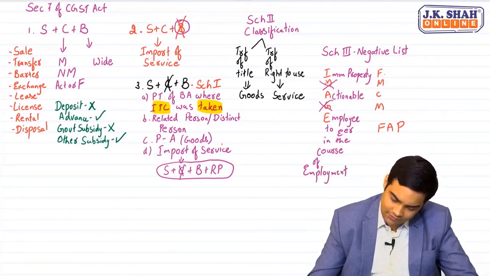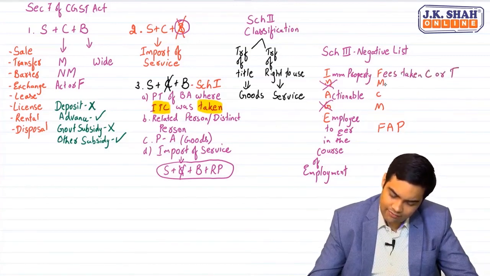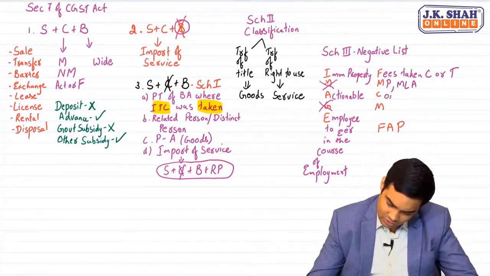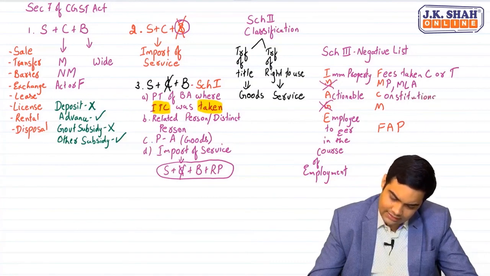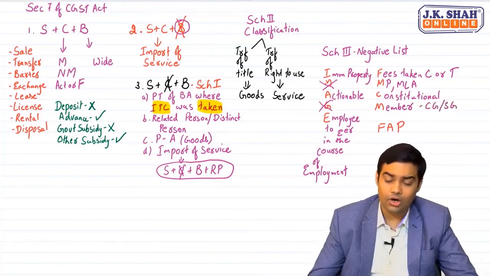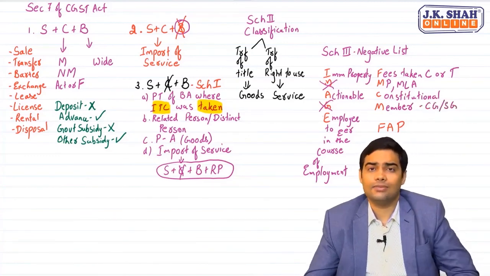F is fees taken by court or tribunal. Then you have MPMLA, member of local authority, panchayat members, all those are covered in this. C is a constitutional person. And last, M deals with members of a body established by central government or state government. So, a body established by central government, state government.